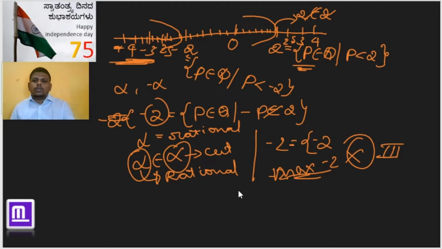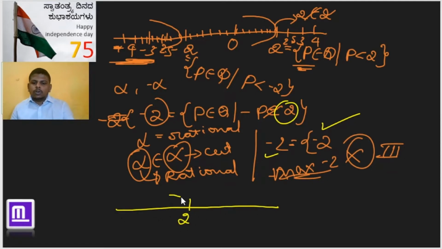So what is our plan to avoid this, especially -2 being in the -2 cut? You can observe here, this is 2. We don't want 2, but we want all the rational numbers after 2, right? So what if our definition is like this? Say, sorry, not beta, -2, let's take -2.